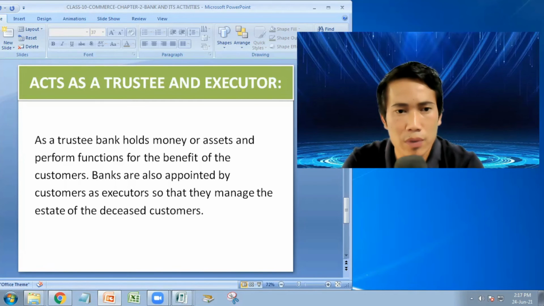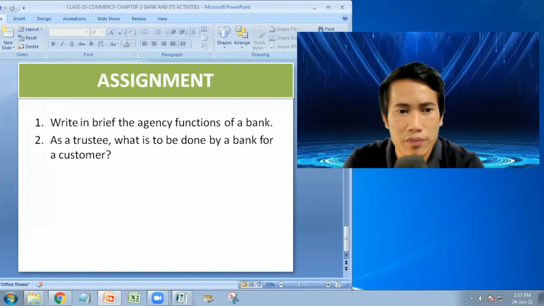Okay, as for your assignment, dear students, the first question is, write in brief the agency functions of a bank. We have discussed 4 agency functions. I want all of you to explain each and every function, that is the 4 functions, in brief.